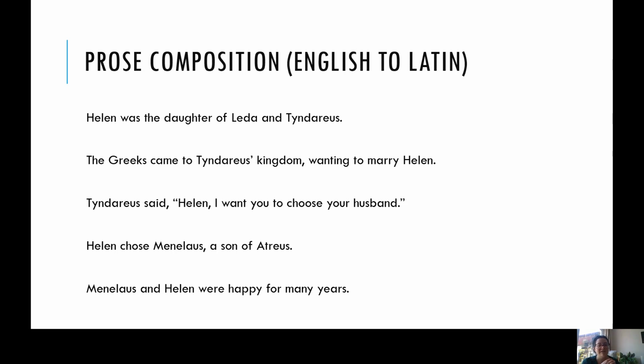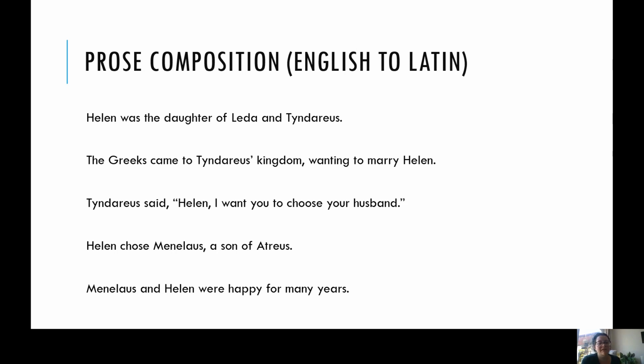Helen chose Menelaus, a son of Atreus. Hopefully that would be quite straightforward. Again, look at when you have nouns that are talking about the same person. So Helen, here would be your nominative, chose Menelaus, he's your accusative. Then a son, well, that's still Menelaus, so that's going to be accusative as well. And then of Atreus would be genitive.